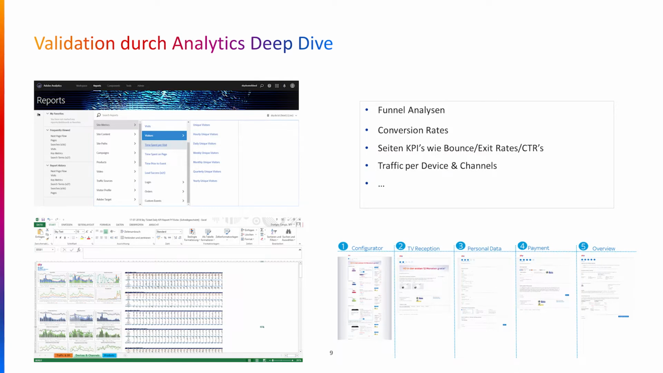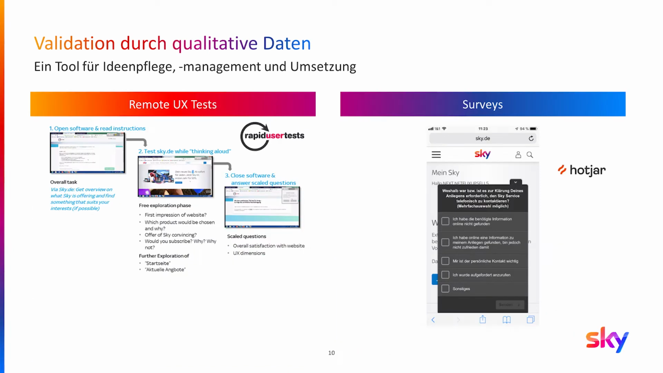Then validation. As I said, this is really one of the most critical steps in your whole experimentation program before you even start thinking about testing. So web analytics is one of the resources, but there are many more. So what we also do is validate through qualitative data as well. So we tried out remote user tests. It's working quite well for us.